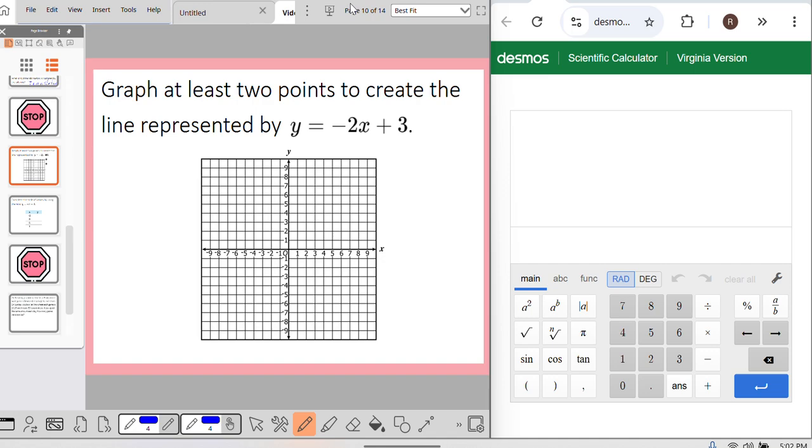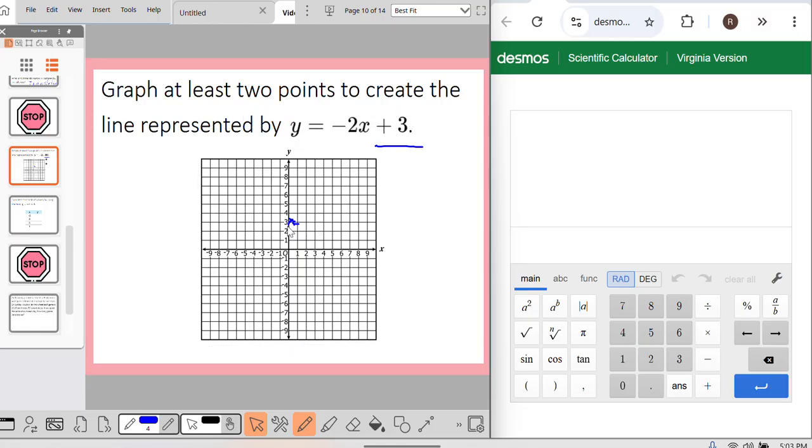Graph at least 2 points to create the line represented by y equals negative 2x plus 3. Please remember when you are plotting points from an equation, you start with the y-intercept, which is at the end. And this says plus 3. So I'm going to start at 0, 0 and count up to plus 3, which is right there.